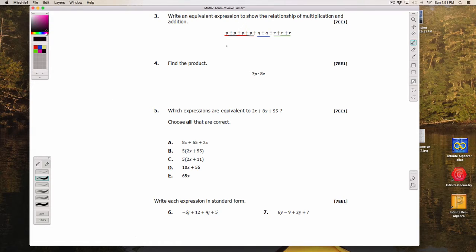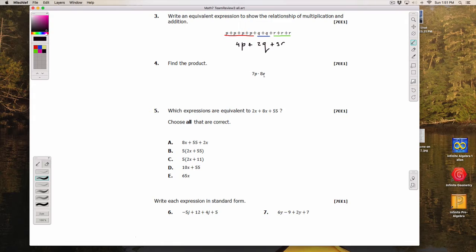multiplication, so instead of writing P plus P plus P plus P, I can simply write 4P plus 2Q plus 3R. Now I can't continue because they're different variables, each representing a different number, so I have to stop right there. 4P plus 2Q plus 3R. Question 4.